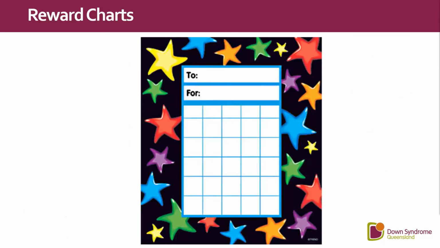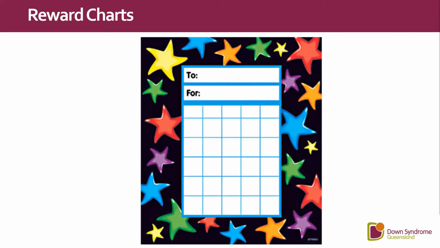You might have used something like this in the past, rewards charts. I know I have. I've definitely had these for my class in the past, but have a look at it. There are far too many boxes, and it feels unachievable. And therefore it becomes not motivating for the students.